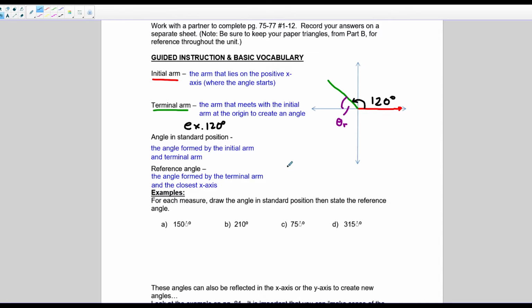Another example of a reference angle might look something like this. So again, starting off with our initial arm, and then let's do our terminal arm down here. Our reference angle, once again, is going to start from the terminal arm and go up to our closest x-axis. So this purple angle right there is going to be our reference angle.